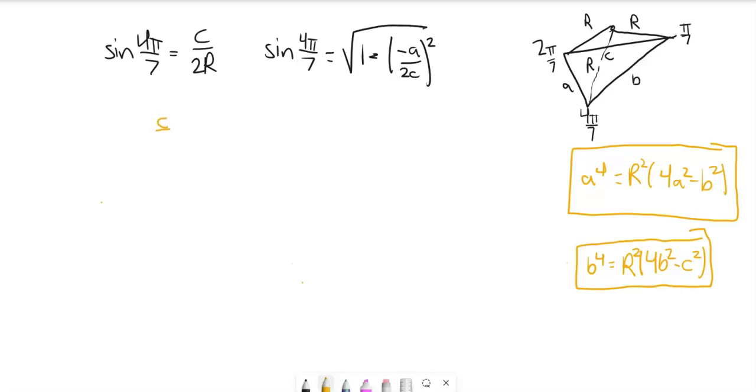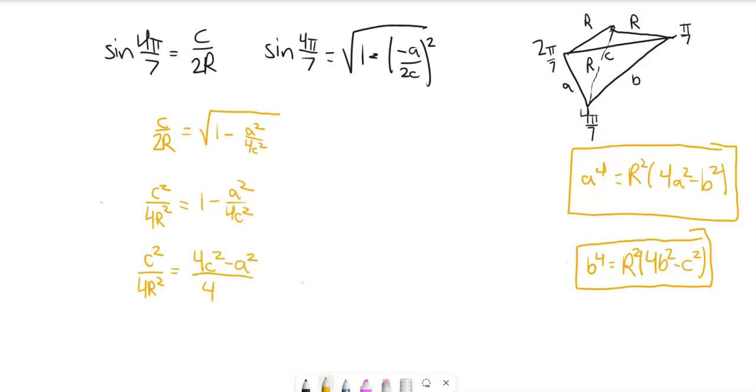So we'll equate both ratios, c over 2r, and then we'll equate that to the radical portion. So we'll get 1 minus, I'm going to square that, so a squared over 4c squared, and then we'll square both sides. So c squared over 4r squared equals 1 minus a squared over 4c squared. We'll find the common denominator on the right, so c squared over 4r squared equals 4c squared minus a squared all over 4c squared. And once again, the 4's cancel because they're both in the denominator.